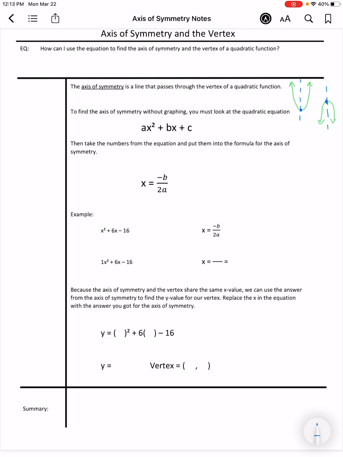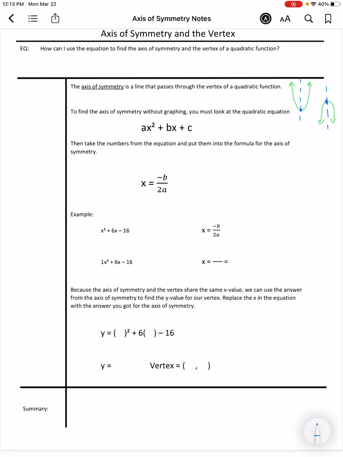And then what we need to do is identify those numbers as A, B, and C, and our focus is going to be on A and on B. In order to find the axis of symmetry, we're going to take the opposite of B and divide it by 2 times A.